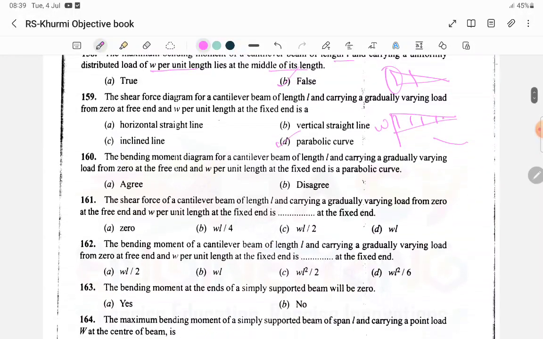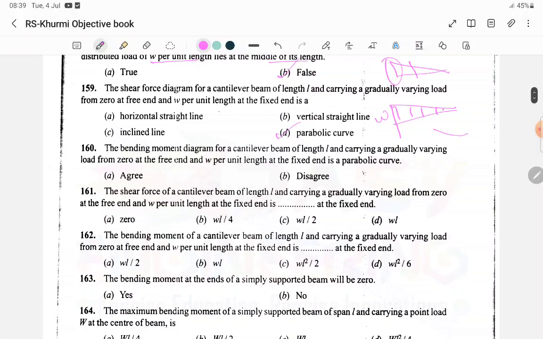160, the last question of this video. Like this we will convert in these three parts, total 480 questions. The bending moment diagram for a cantilever beam of length L carrying gradually varying load, 0 at the free end, W per unit length at the fixed end, is a parabolic curve. So bending moment is a second degree parabolic curve. So 160 is A.